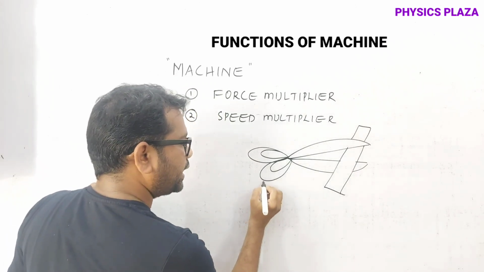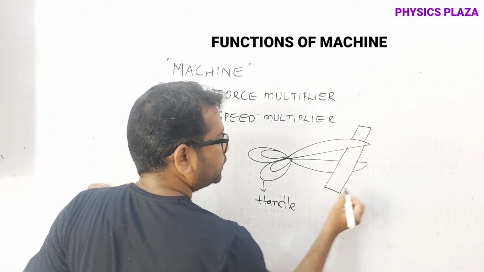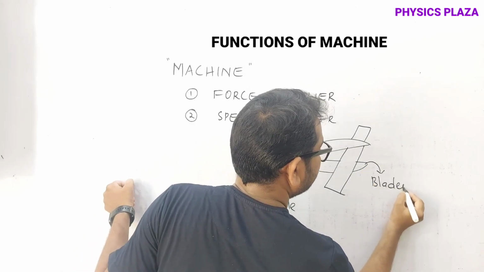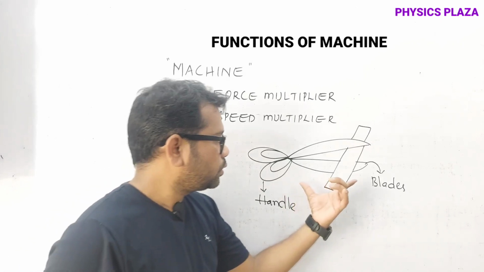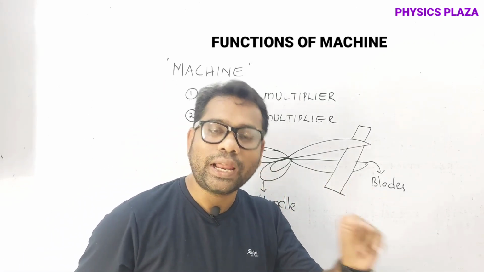Children, if you can see, this is the handle. These are the blades. So children, it's very clear that blades are longer than the handle. First point we need to remember: blades are longer than the handle.